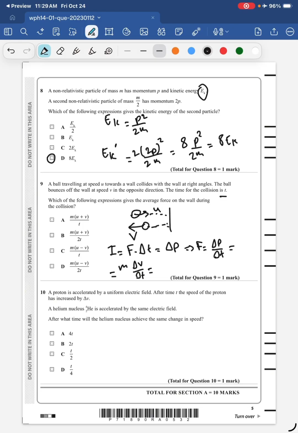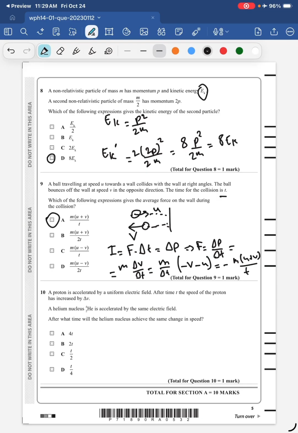So we have m over delta t, and then we have to subtract the final velocity, which is minus v, and then minus u. Okay, so the answer is minus m u plus v over t, but this is the change. So this is the force experienced by the ball. Okay, the force experienced by the wall is the opposite of this, so the answer is actually A. Okay, I hope this makes sense. It's kind of weird. It's a weird question, but okay, I hope this makes sense.